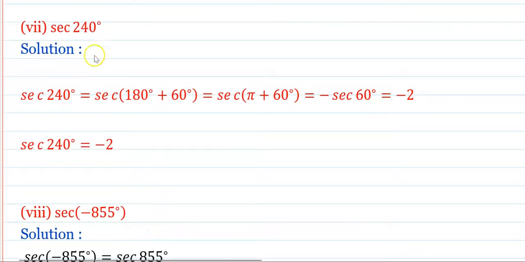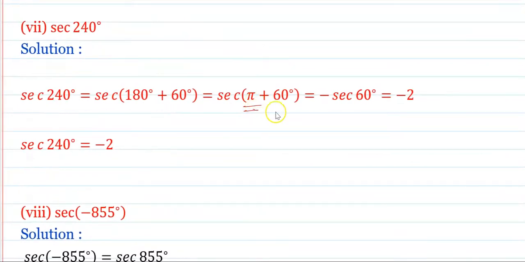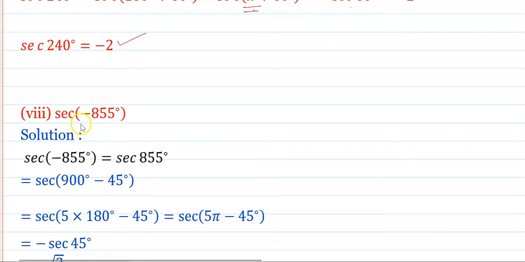Next, sec of 240. Okay, sec of 240 again is written as 180 plus 60. Means what? Pi plus 60. It is in the third quadrant. In the third quadrant, tan is positive, sec is negative. आता sec चा काय? Function remains as it is, integral multiple of pi. Therefore, it is sec 60. And in the third quadrant, only tan is positive, sec is negative. And therefore, it is minus sec 60. And the value of sec 60 is 2. And hence, sec of 240 is equal to minus 2.